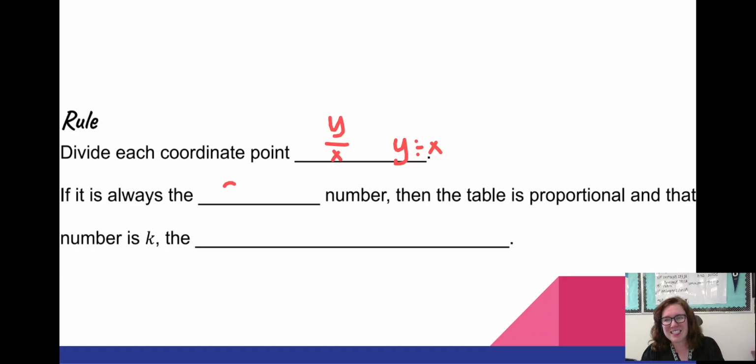If it is always the same number, so again, that means when you simplify this fraction, it's always the same. Now you could divide like this and get a decimal, so maybe it's always the same decimal. Either way, simplifying all the way or getting a decimal, if it's always the same, then the table is proportional, and that number is k, the constant of proportionality. We use that a lot in this lesson. Actually, in the next few lessons.